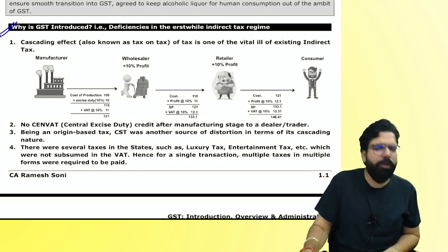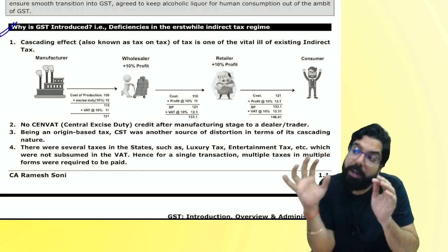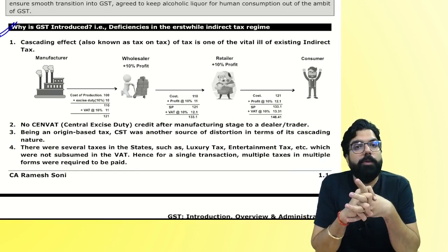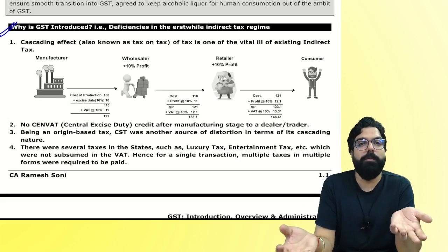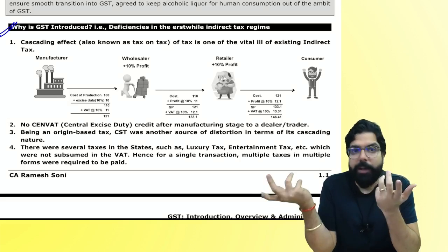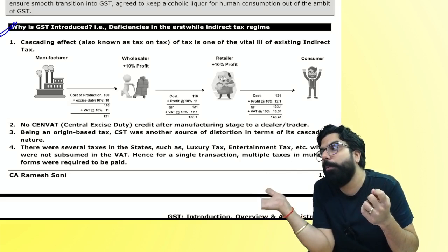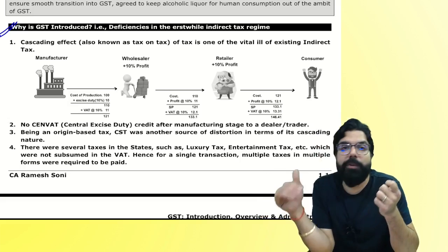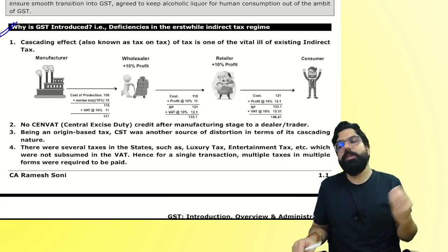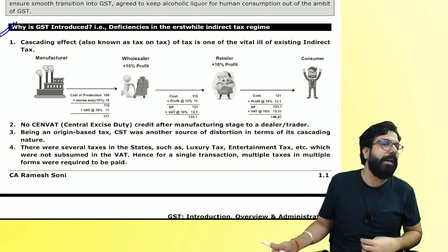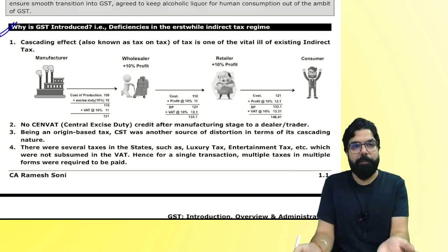Now, sir, you tell me one thing, everyone. Any new tax when it comes, there has to be some problem in the earlier tax, because of which new things come. Why do you buy a new phone? Because there was some problem in the old phone. The same way, when GST came as a new tax, there was definitely some problem in the earlier tax because of which GST is coming. Yes or no, everyone? And hence, I want you guys to understand a little about the problems of the earlier tax system, because only then you will be able to appreciate why GST came.